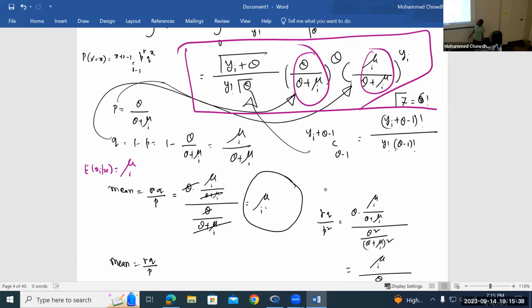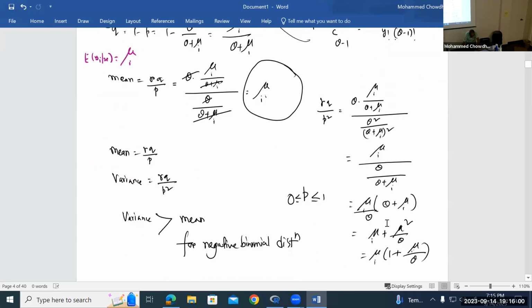And after getting the mu, now we have to find the variance. That is the variance formula for the original negative binomial distribution. I plug the value of R, I plug the value of Q and P squared, and I end up with these things. And I have shown that this is my variance now.